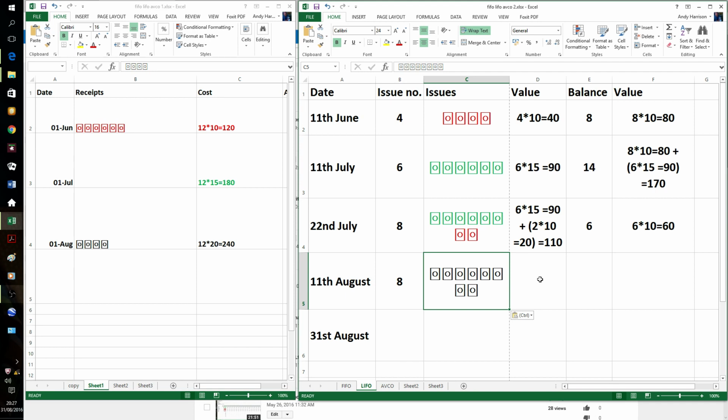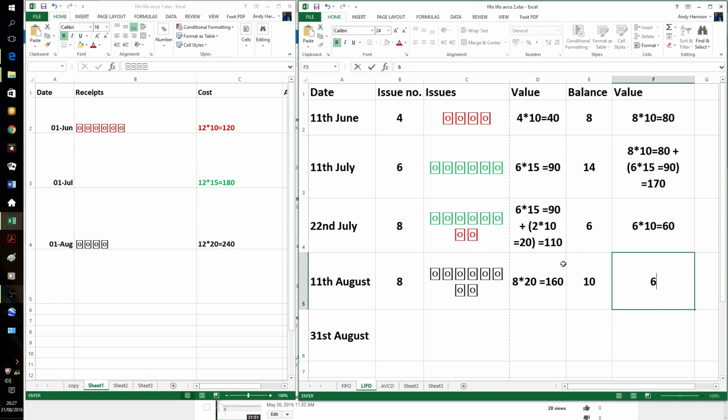And they all come in the right colour. And at least it makes this part of the math easy. 8 times 20 equals 160. Leaving us with 10. Now that's the same as before, but the valuation is going to be different. That 10 then is a combination. We have got 6 times 10.